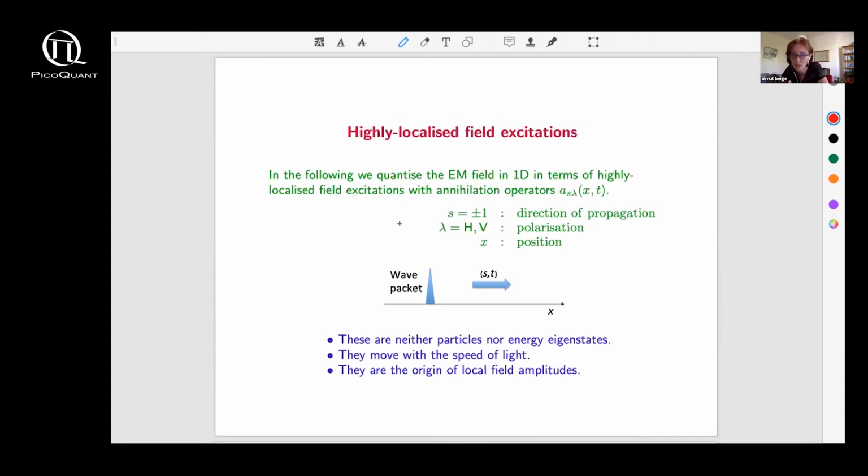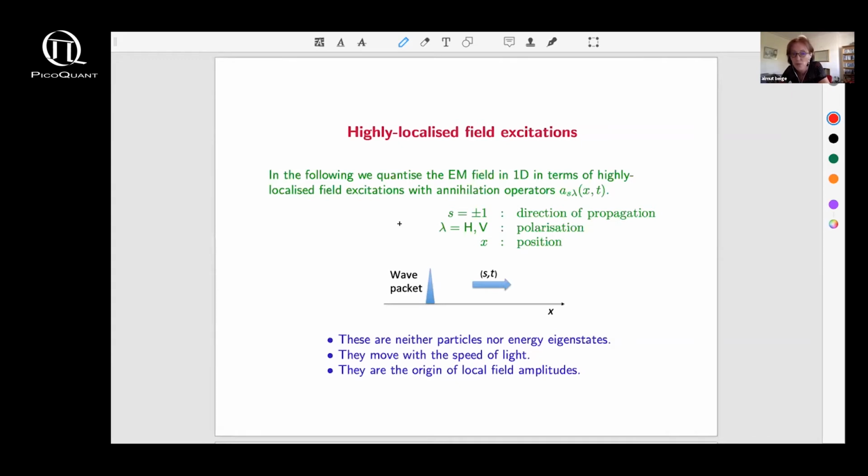So you can check that quite easily. You just have to put the detector on the left or on the right of your wave packet. Then you need to specify where your electric field is pointing, so you need to specify polarization. And then you need to specify where you are at a certain time. Yeah, and these annihilation operators work in the Heisenberg picture.